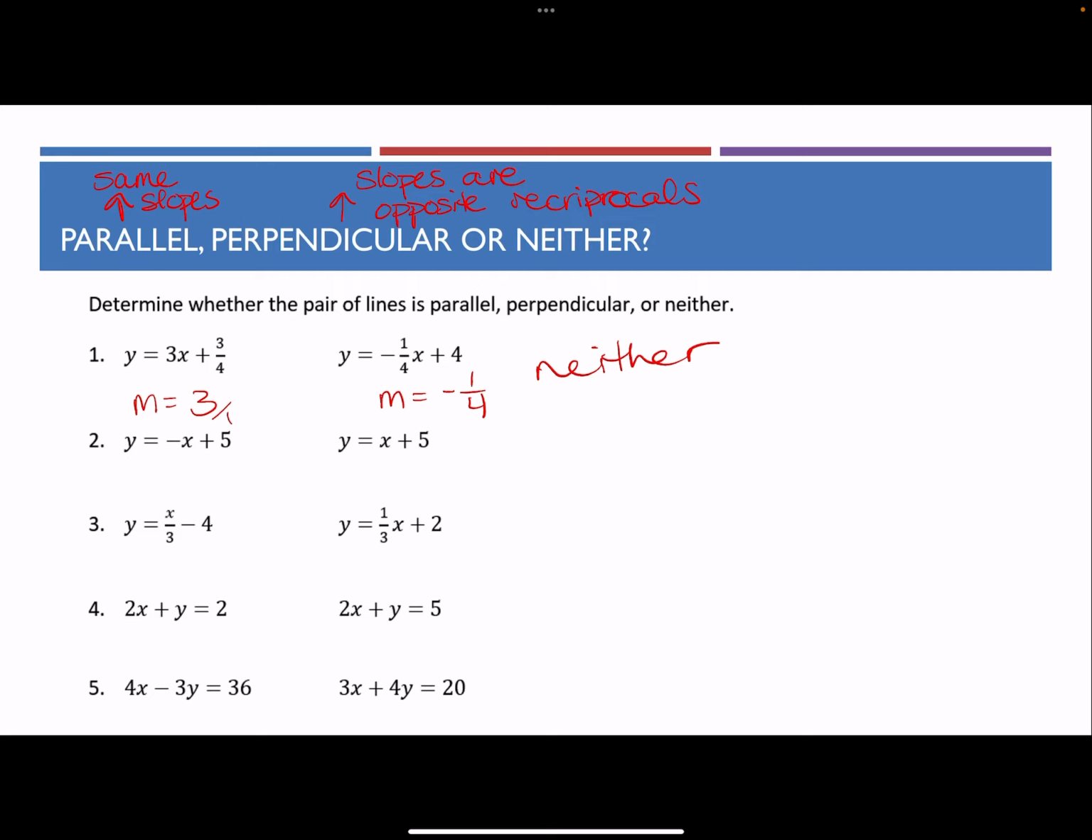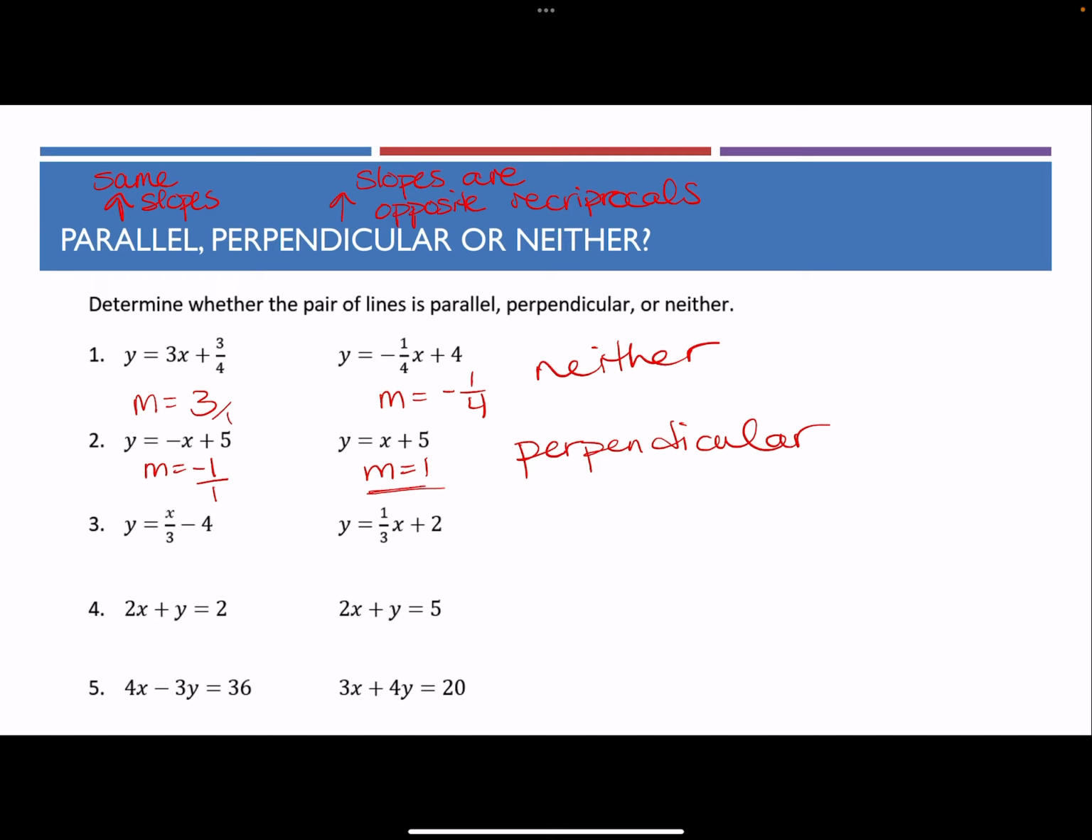Try number 2. So number 2, this slope is negative 1 in front of that x, right? This slope is positive 1. Well, if I look at the first one, negative 1, put it over 1, flip it, it's still 1 over 1, and change the sign. It's positive. And that's what the other equation was. M is equal to 1, right? So these are opposite reciprocals. And that tells me that the lines are perpendicular.